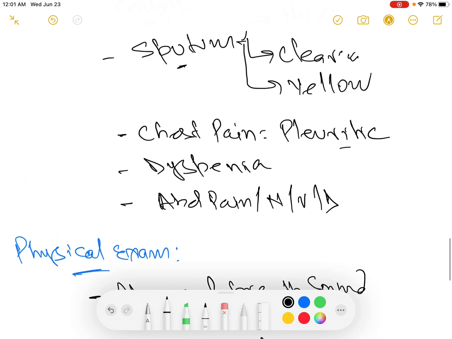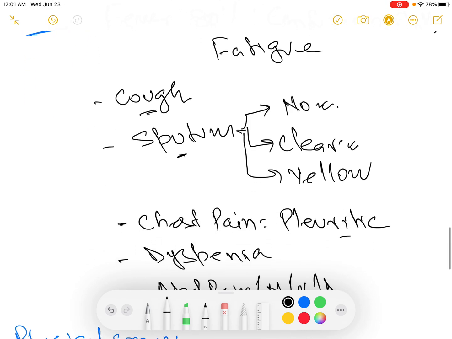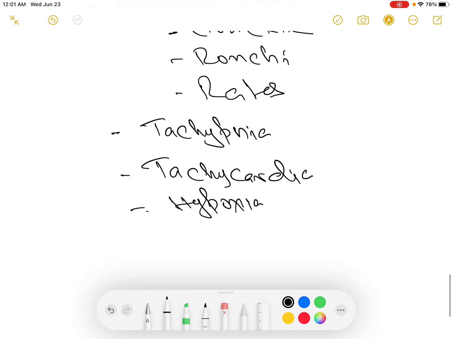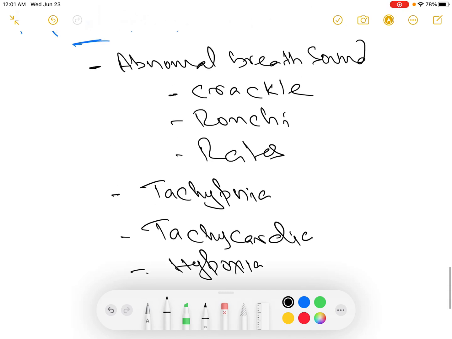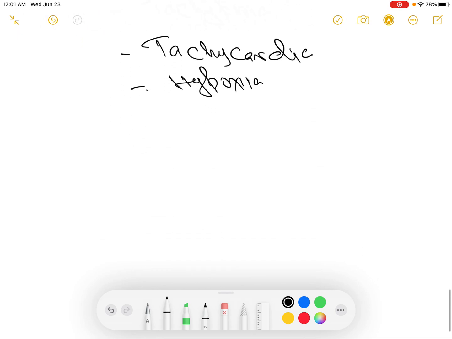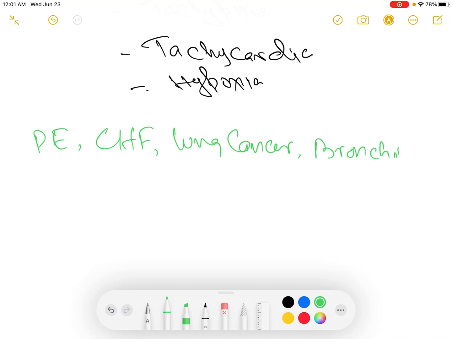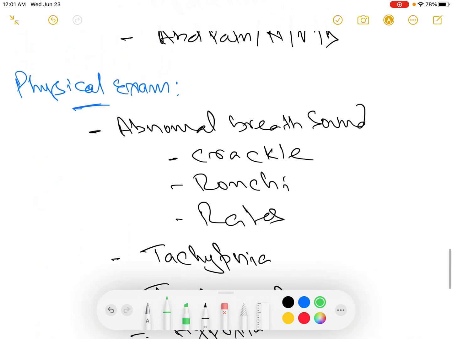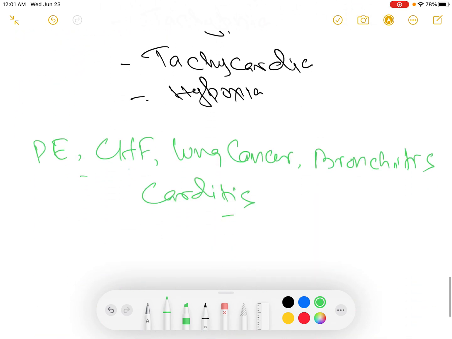Well, just so you know, there is no specific sign or symptom or physical exam finding that happens to be very sensitive or specific to pneumonia. A lot of these findings are also very common among many other cardiopulmonary diseases such as PE, pulmonary embolism, CHF, lung cancer, bronchitis, carditis, whether it's pericarditis or endocarditis. A lot of these medical conditions have similar signs and symptoms and similar physical exam findings.